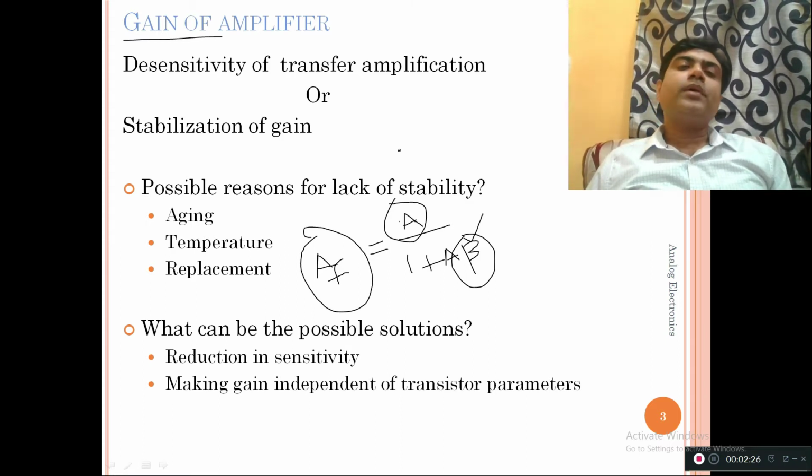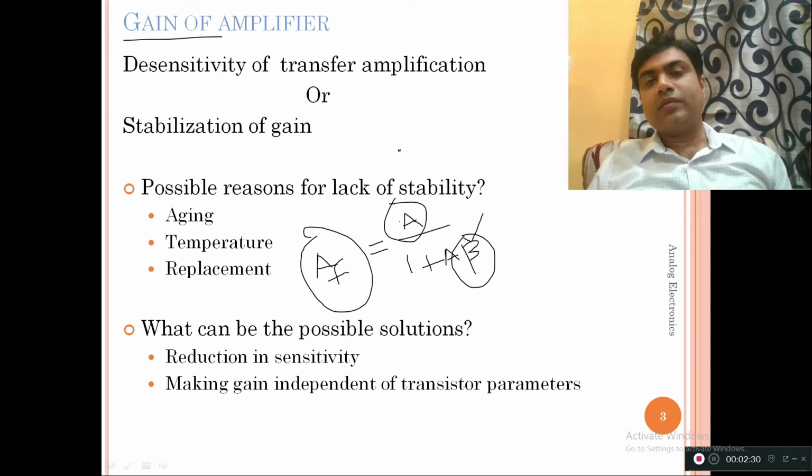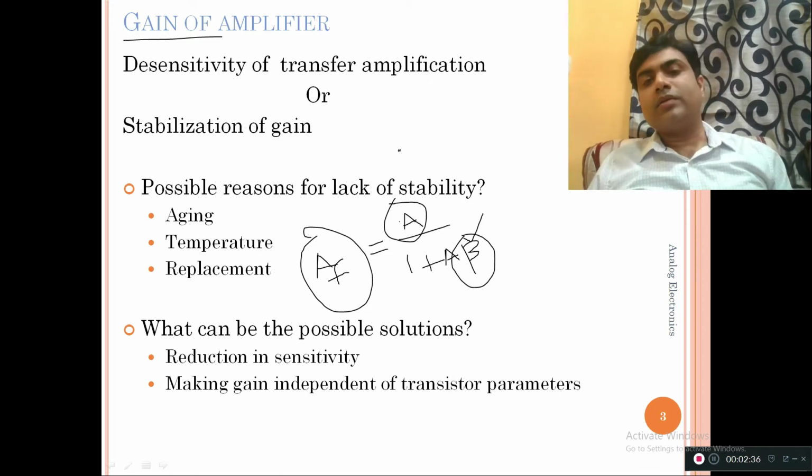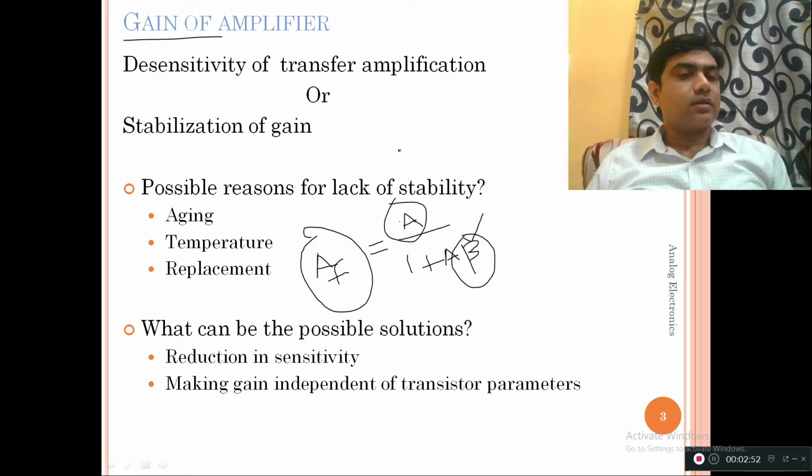So the first impact which negative feedback has on the performance of the amplifier is that it decreases the gain of the amplifier. Now, if it decreases the gain, how does it stabilize the gain? How can we say that negative feedback is advantageous for us in terms of stability of the gain? That we are going to discuss.